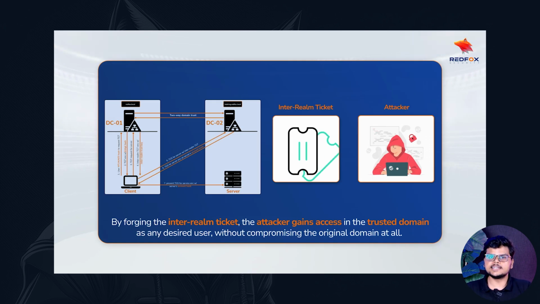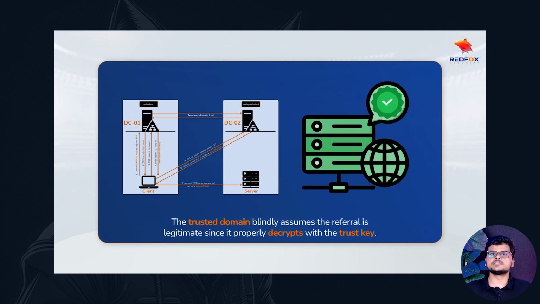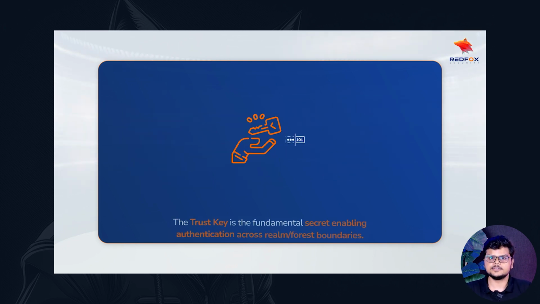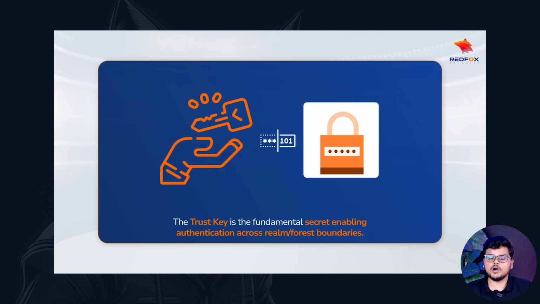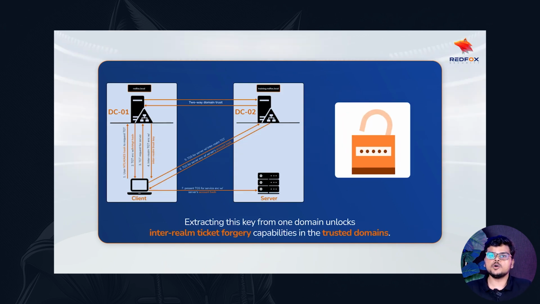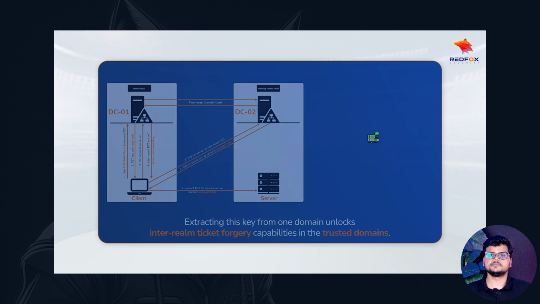By forging the inter-realm TGT, or ticket, the attacker gains access in the trusted domain as any desired user without compromising the original domain at all. The trusted domain blindly assumes the referral is legitimate since it properly decrypts with the trust key. The trust key is the fundamental secret enabling authentication across realm or forest boundaries. Extracting this key from one domain unlocks inter-realm ticket forgery capabilities in the trusted domains.